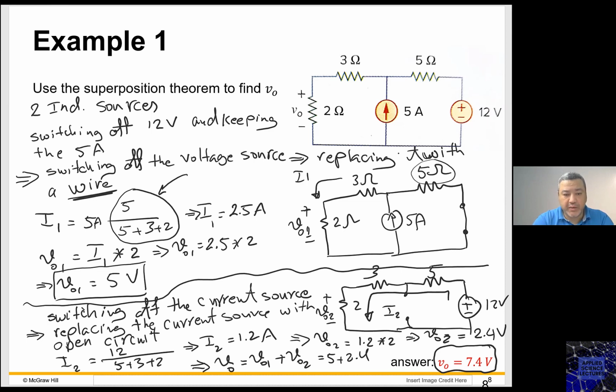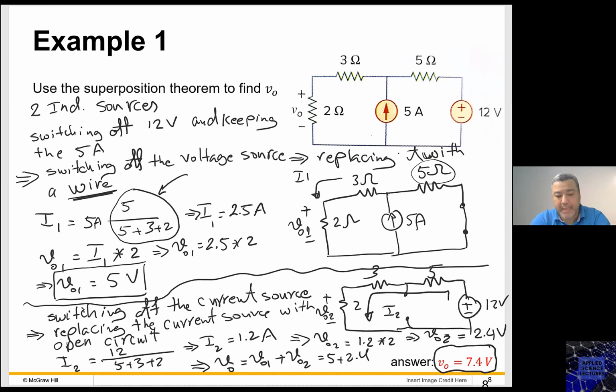Any question about this example? So we have two independent sources. We switch them all off except one, and we take them one at a time. If we have three independent sources, we switch off two and keep one. If we have four independent sources, we switch off three and we keep one, and then we do it for each independent source. Any question?